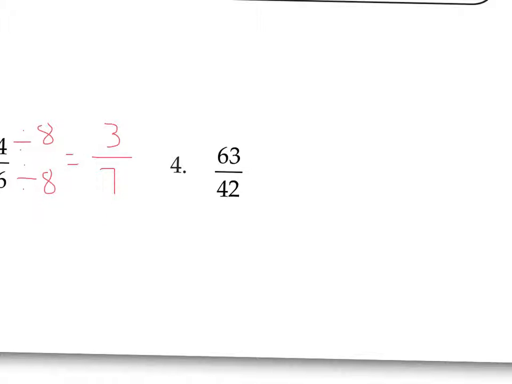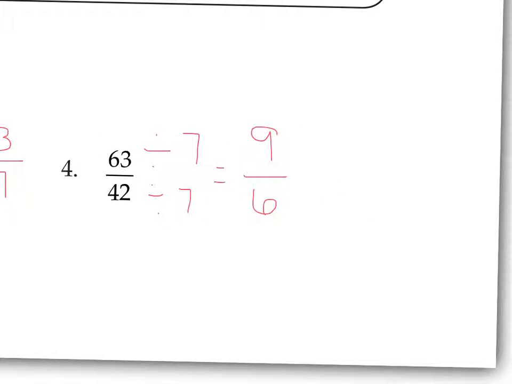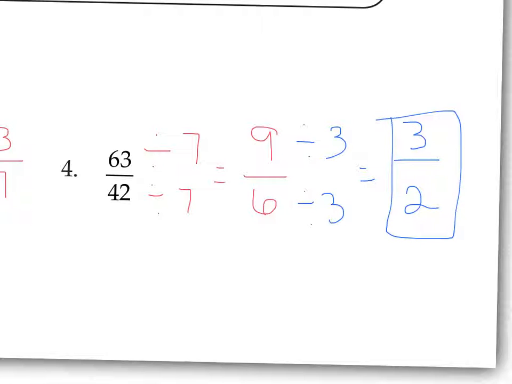63 over 42, these are both divisible by 7. So when you reduce this, you'll get 9 over 6. But look, 9 and 6 are also divisible both by 3. So you can divide this again. Let's divide these both by 3 now. And what do you get? 3 over 2. And that will be the final reduced form of that fraction.